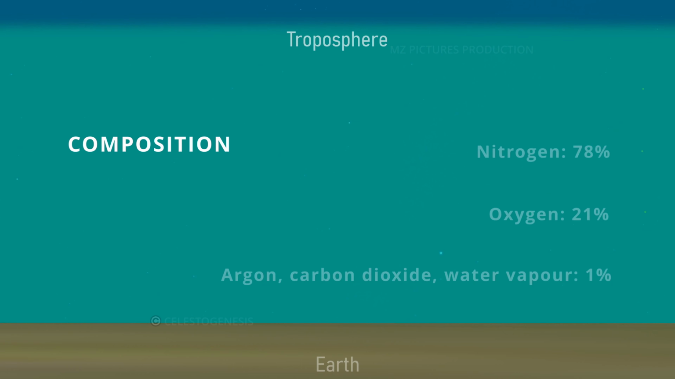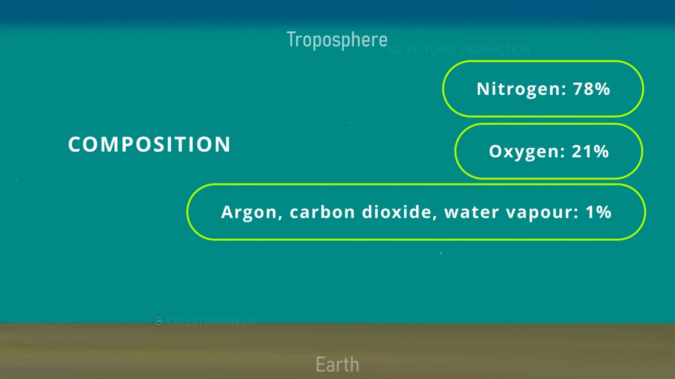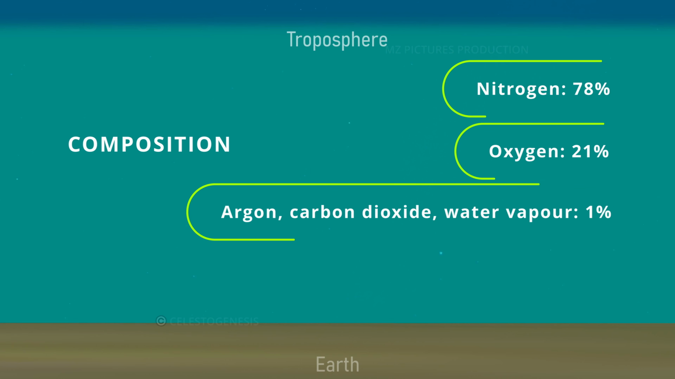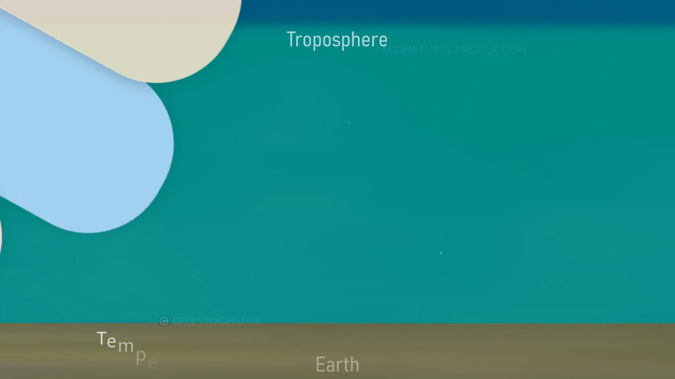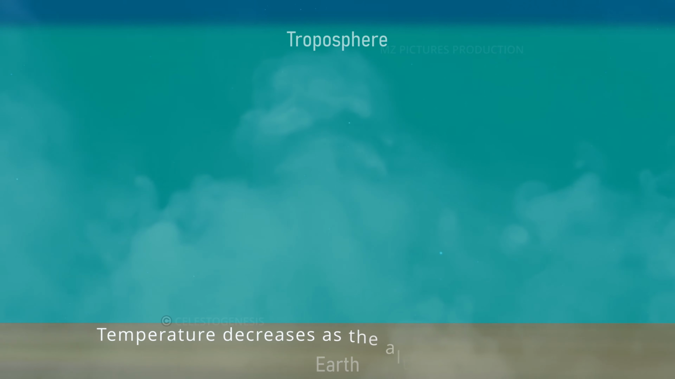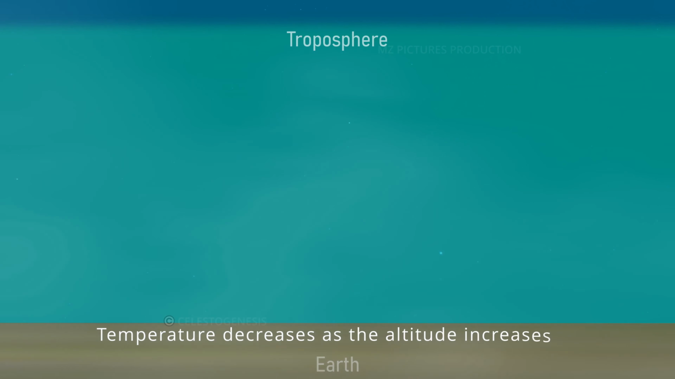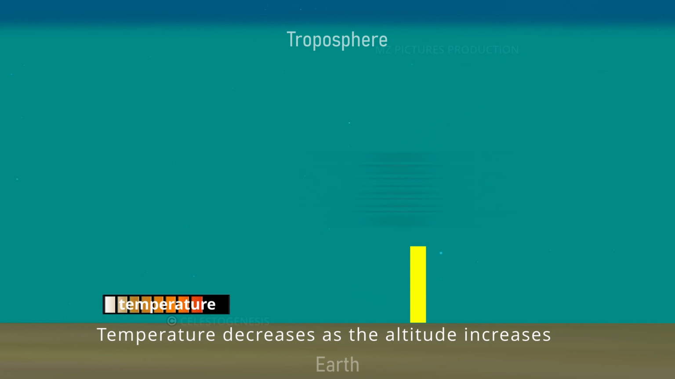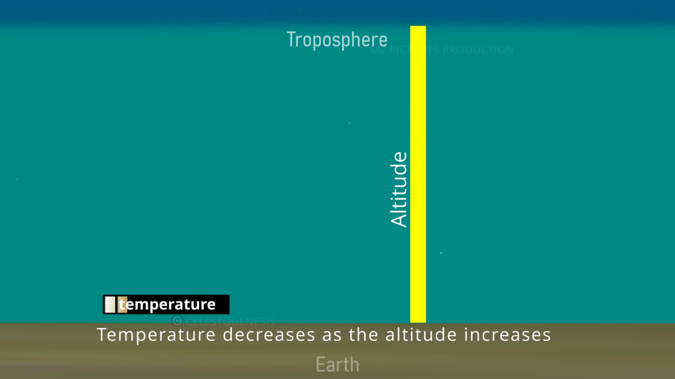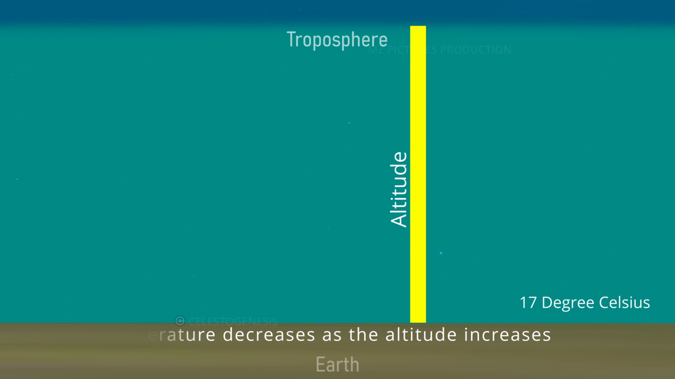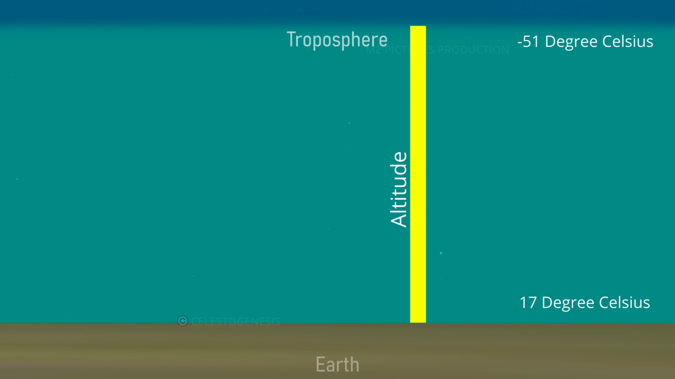The major components are nitrogen, oxygen, argon, carbon dioxide, and water vapor. As the density of the gases in this layer decrease with height, the air becomes thinner. Therefore, the temperature in the troposphere also decreases with height. The temperature drops from an average around 17 degrees Celsius at bottom to minus 51 degrees Celsius at the tropopause.